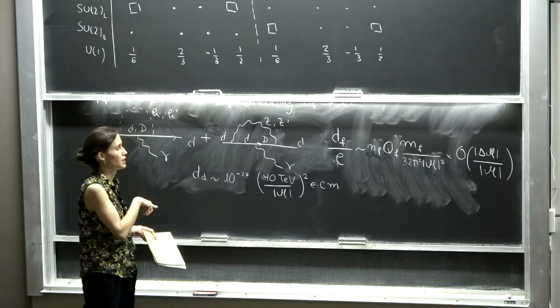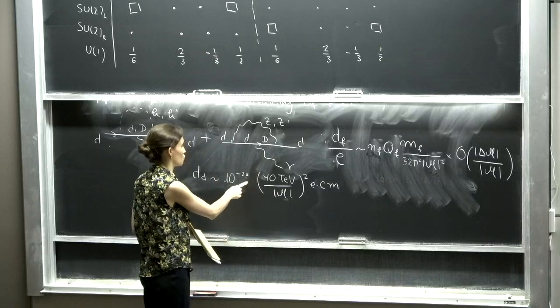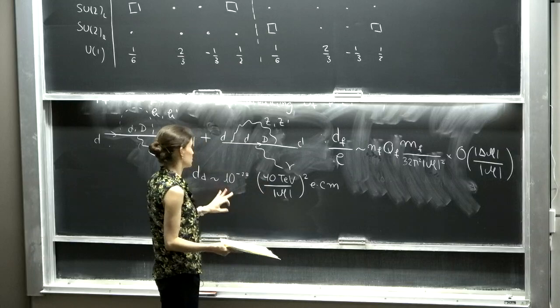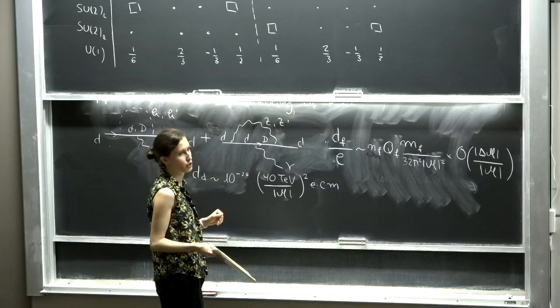Now, I could increase this vector-like mass by a factor of 10, in which case this could be two orders of magnitude smaller. But the point stands that generically you do expect contributions to the neutron EDM in this series which are not that far away from the current experimental bound.